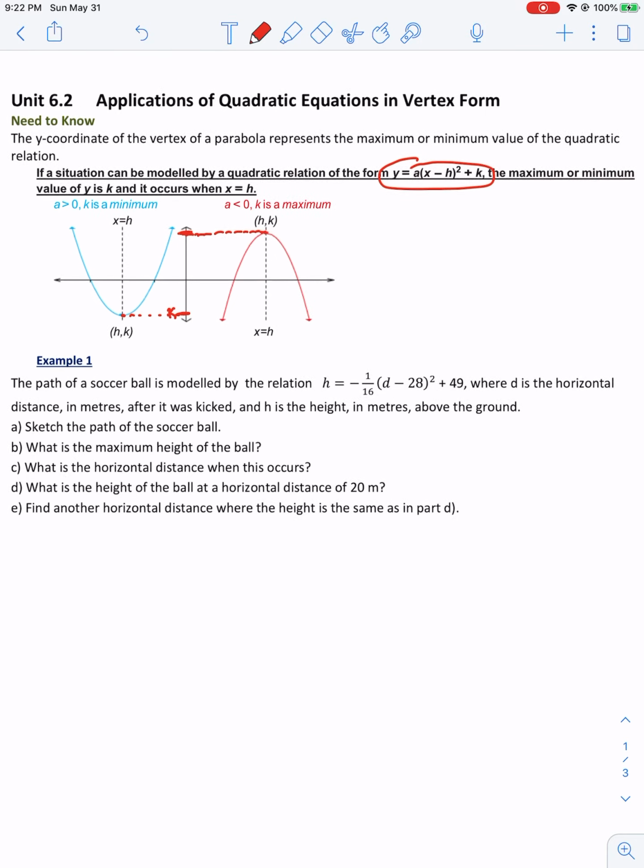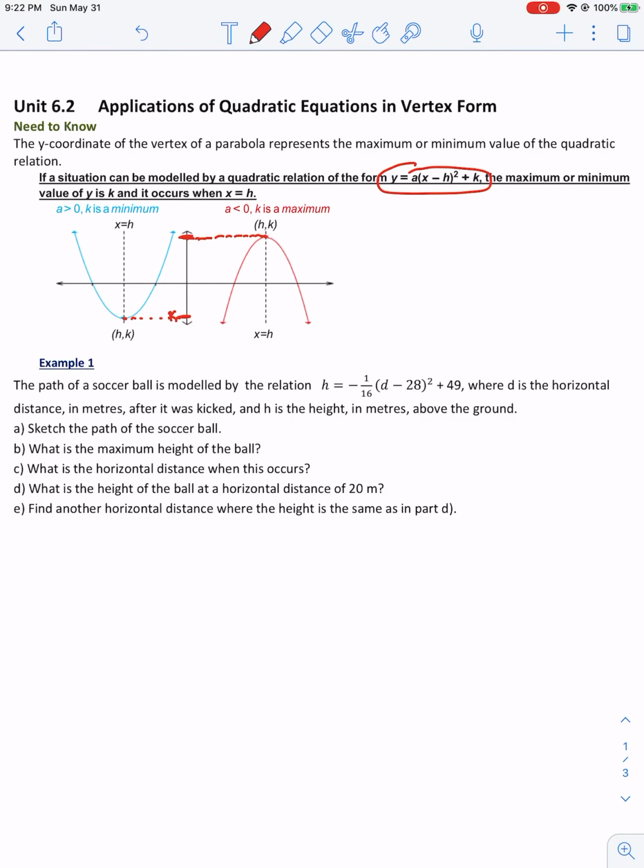So we're going to do example number 1 here. The path of a soccer ball is modeled by the relation h equals negative 1/16 (d minus 28) squared plus 49, where d is the horizontal distance in meters. So I'm just going to draw a quick little diagram of what this looks like. There we have a vertex at the point (28, 49). So if this is 28 and this is 49, we have a maximum value here.